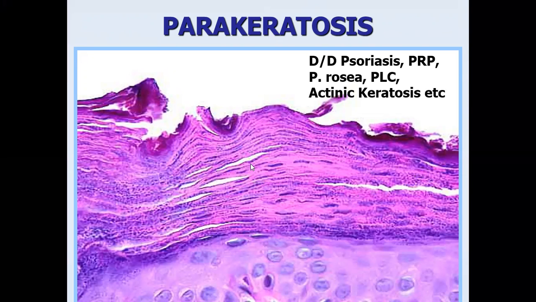There are other conditions in which focal parakeratosis is seen, that is, not confluent but small areas of parakeratosis, which we see in PRP. In pityriasis rubra pilaris, parakeratosis is alternating with hyperkeratosis. In pityriasis rosea, PLC, and actinic keratosis, parakeratosis is seen as a lens shape or focal parakeratosis.